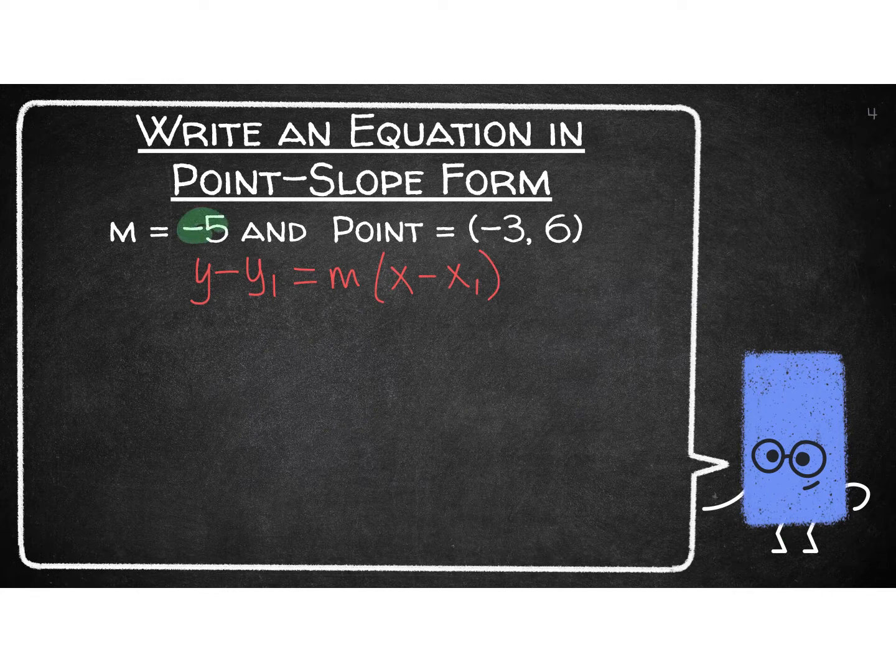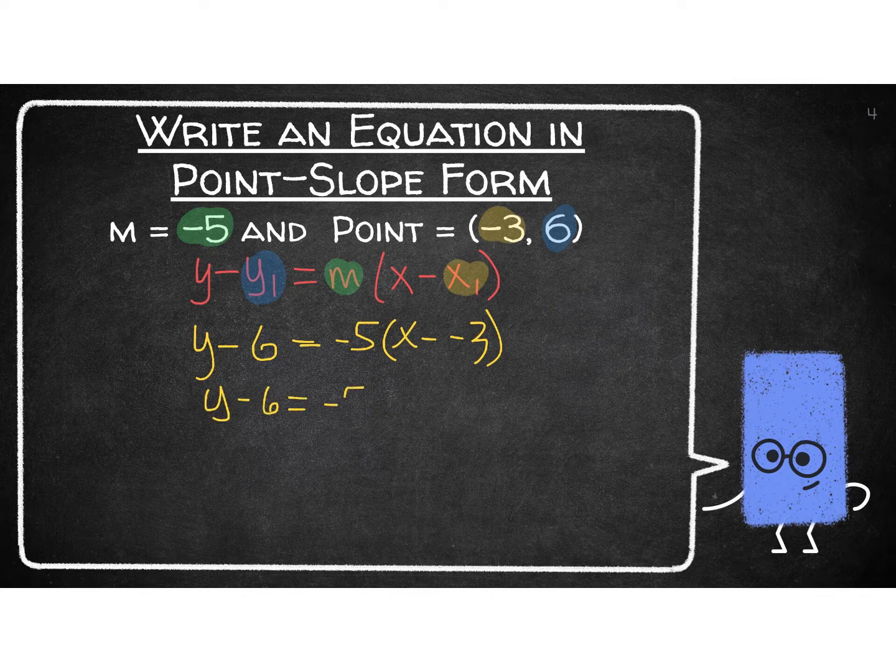So if we find our m, there we go, we're going to put our m in for our m, and then we find our point. We have our x1 right there, so that's going in for the x1 right there, and then we have our y1 right there, so that's going to go in for our y1 right there. So we just plug our points in where they need to go. y minus y1 is 6 equals the m, that's negative 5, x minus negative 3. So point slope form would be y minus 6 equals negative 5 times x plus 3.